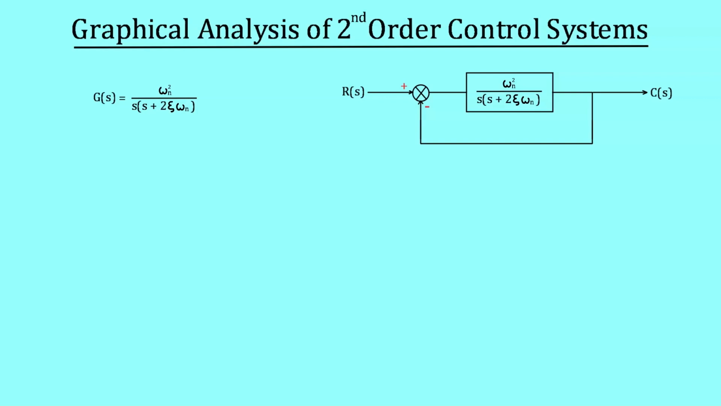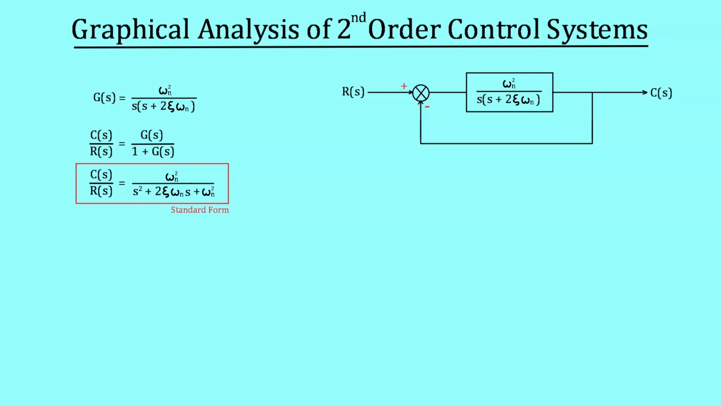I will not be wasting your time by telling you why we have taken a very simple case of unity feedback system. You can check it out in the previous lecture. For the shown block diagram with open loop transfer function G(s), we will have the transfer function equal to omega n square divided by s square plus 2 zeta omega n s plus square of omega n.